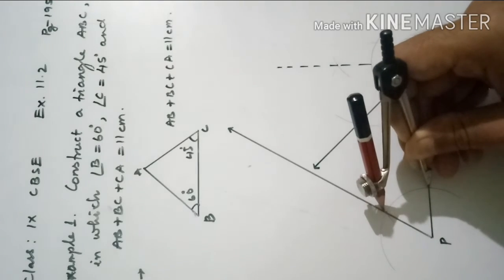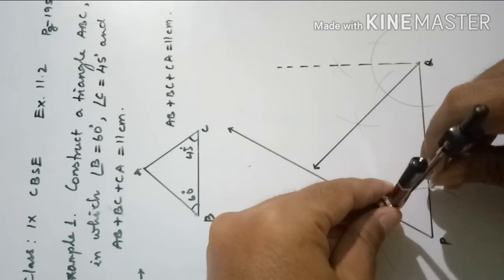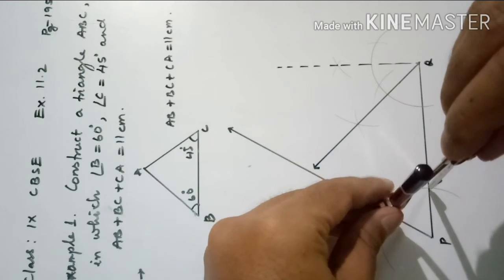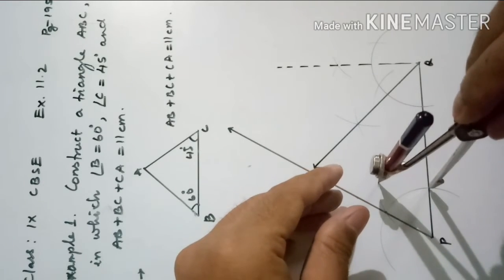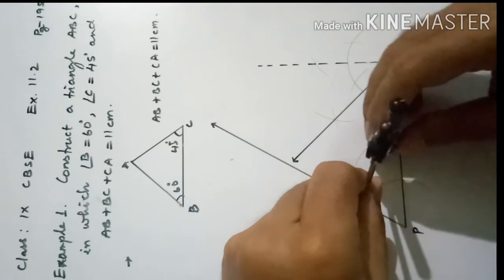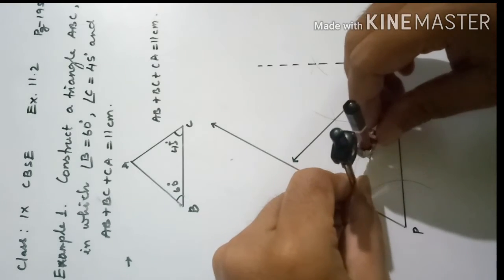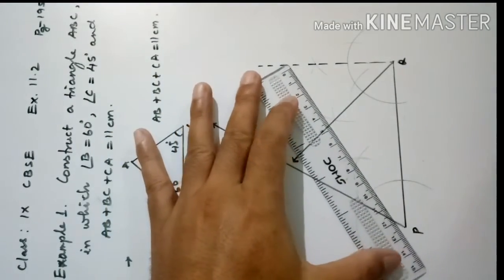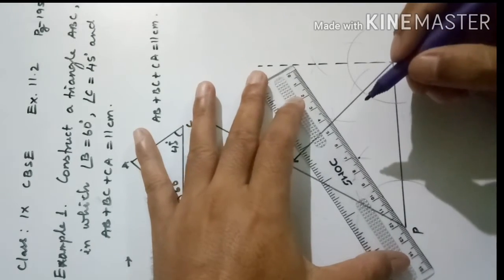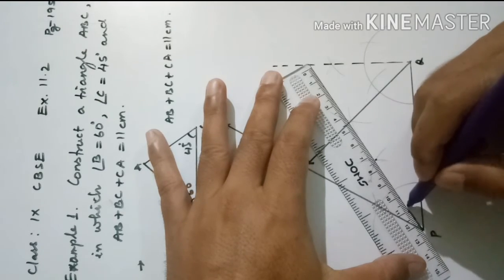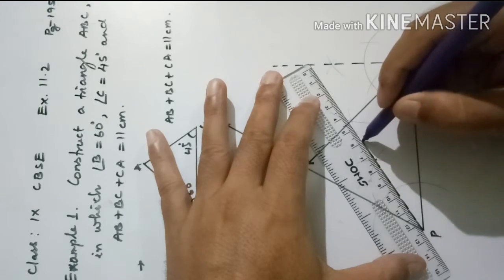This much point you can take, or you can take more also. Okay, I am taking this much now. Draw one arc. Again from this point. Okay, so this will come half of the 60 degree. Half of the 60 degree means how much? 30 degree. Okay, so you draw with the dotted line. This bisector you draw with the dotted line.